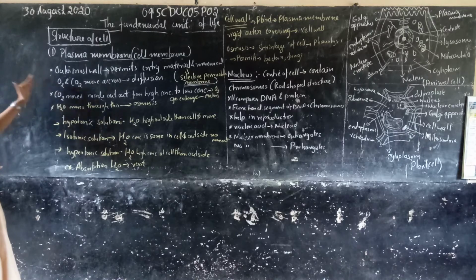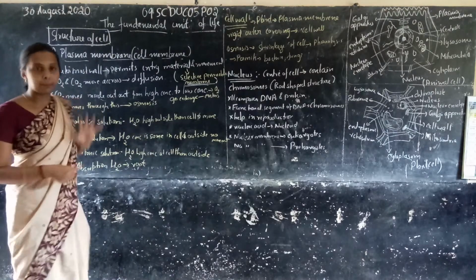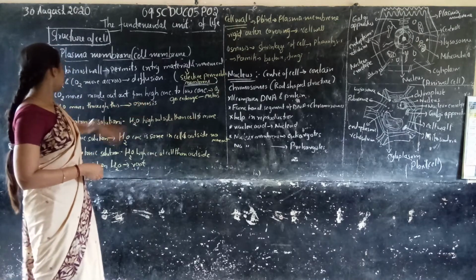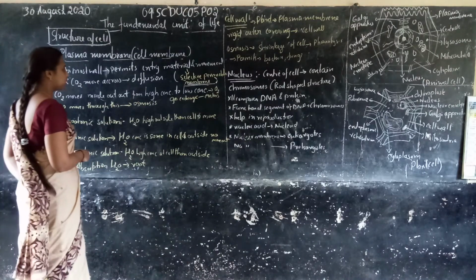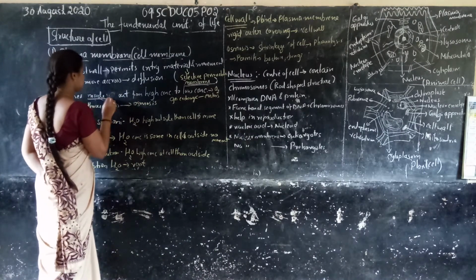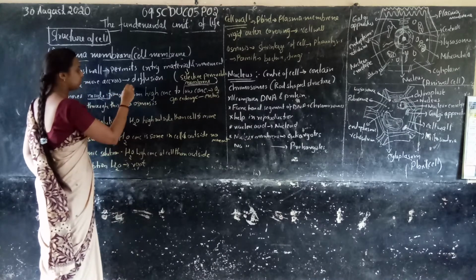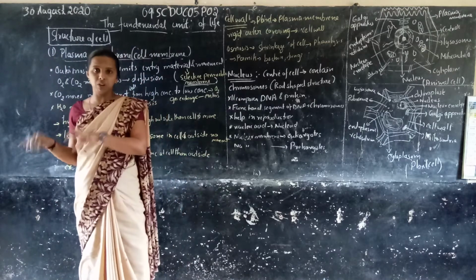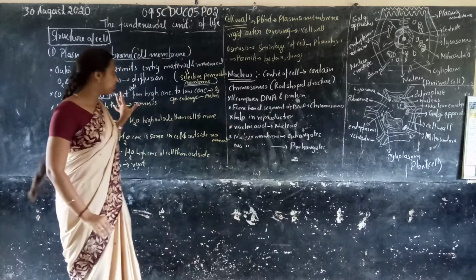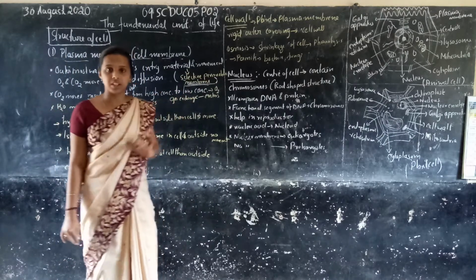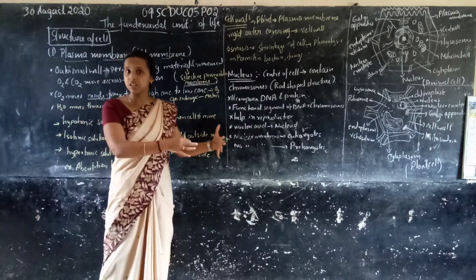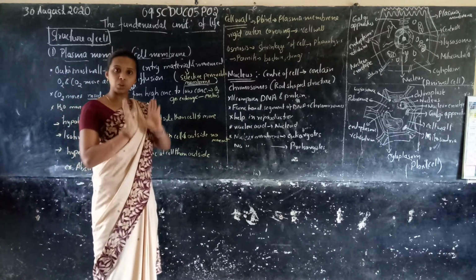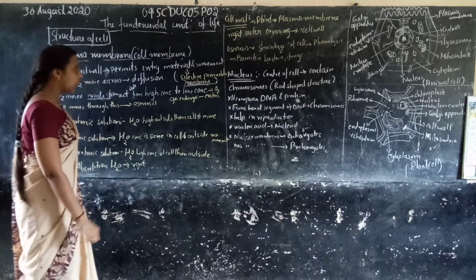What happens in the case of carbon dioxide? The carbon dioxide from outside the body moves inside, from out of the cell. It moves from high concentration to low concentration. So it moves from outside the body to inside the cell. What happened at that time?